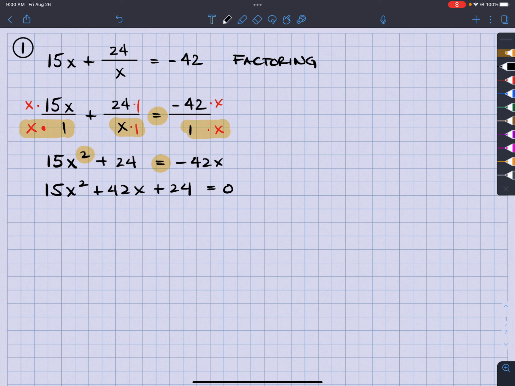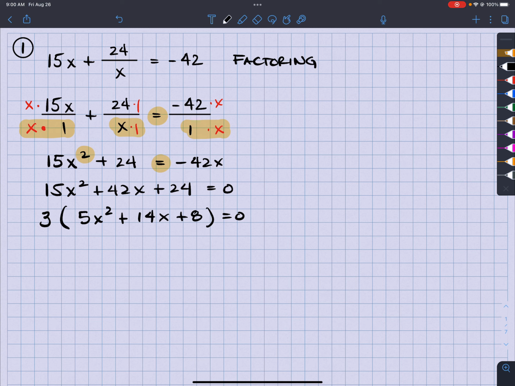So now I get to factor the non-zero side. The question is, do I have a GCF? Quick glance, it looks like 3 is a GCF here. So let's take out a 3. So I'm left with 5x squared plus, what's 42 divided by 3? That would be 14x, plus 8 is equal to 0, okay?